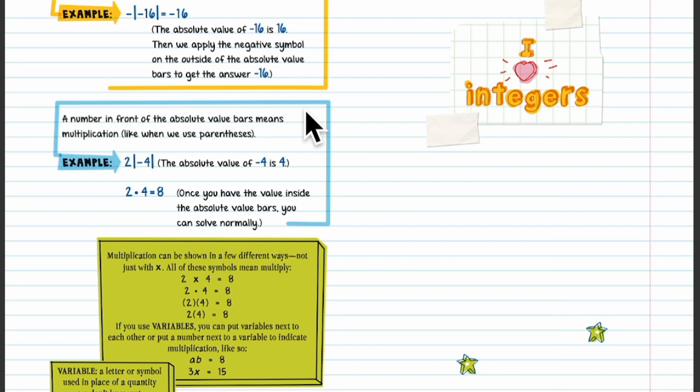A number in front of the absolute value bar means multiplication. I like when we use parentheses. Example: the absolute value of -4 is 4. Once you have that value inside the absolute value bar, you can solve normally. Multiplication can be shown in a few different ways, not just with x. All these symbols mean multiply.